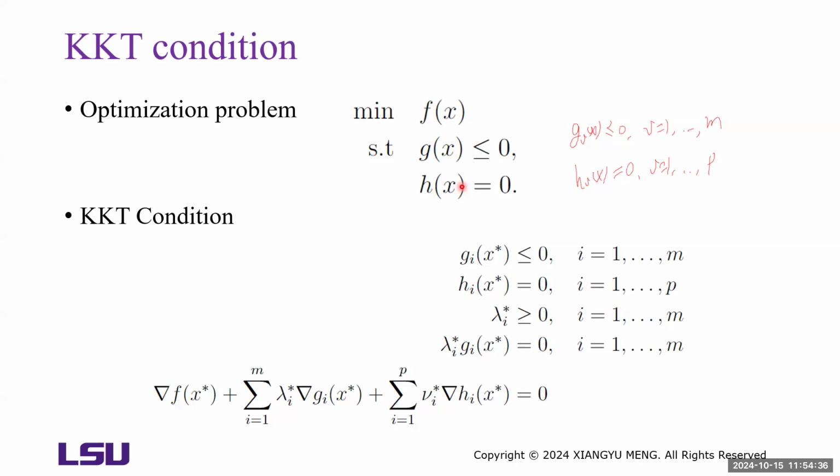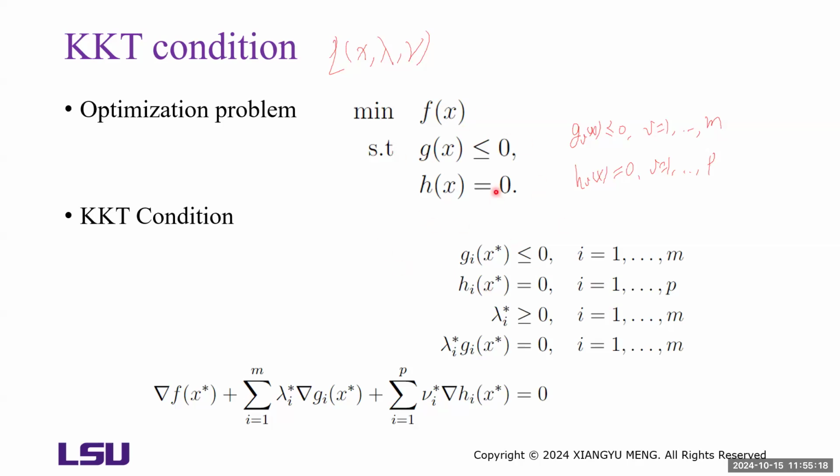The basic idea in the Lagrangian duality is to take the constraints into account by augmenting the objective function with a weighted sum of the constraint functions. Then we define the Lagrangian L. L is a function of x, lambda, and v. Lambda and v are called dual variables or Lagrange multiplier vectors associated with this optimization problem.